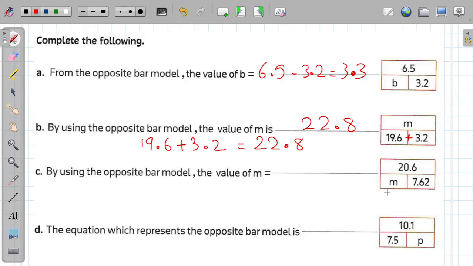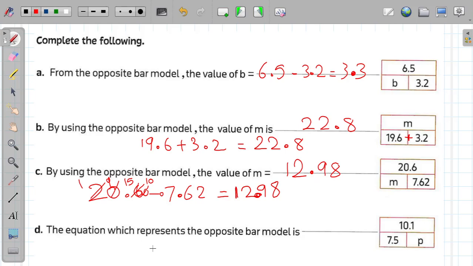Next, I want to find the value of m. Here, m is the part number. Okay, so it will be the subtraction of two numbers. Okay, so I will say 20.6 minus 7.62. I have here one digit and here I have two digits, so I will add a 0 next to 6. Okay, 0 minus 2 can't be, so I borrow from 6 which becomes 5 and 0 becomes 10. 10 minus 2 equals 8. 5 minus 6 can't be, so I will borrow from 20 which becomes 19, and 5 becomes 15. 15 minus 6 equals 9. 9 minus 7 equals 2, and 1 minus 0 equals 1. So the value of m equals 12.98.